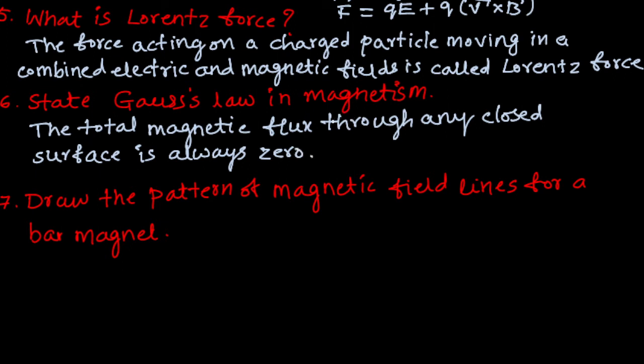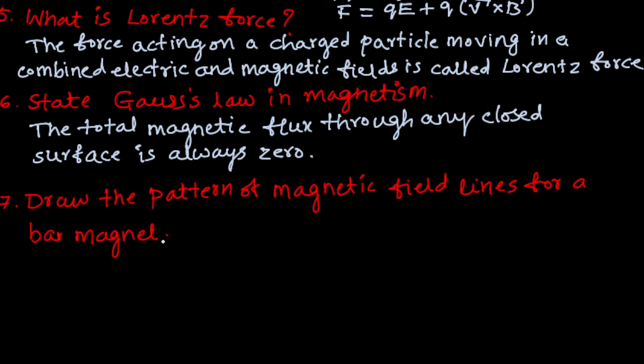You have learnt Gauss law for electric field also. What is that Gauss law for electric field? The electric flux through any closed surface is equal to 1 by epsilon naught times the total charge enclosed. But here the magnetic flux through any closed surface is always zero.